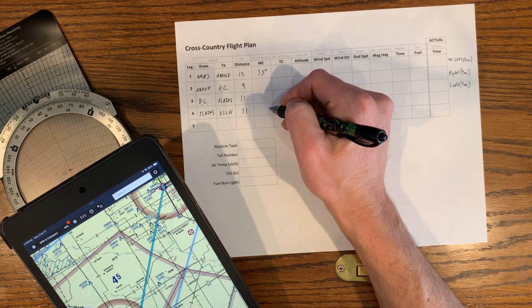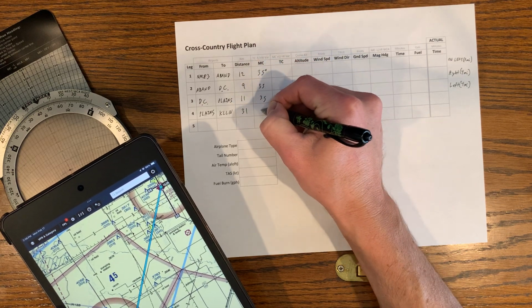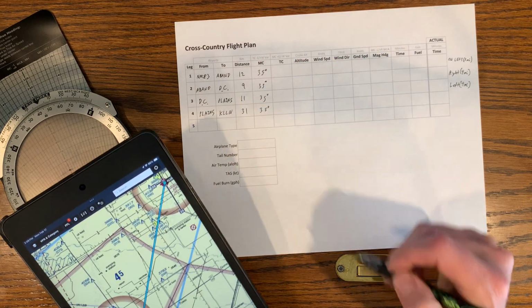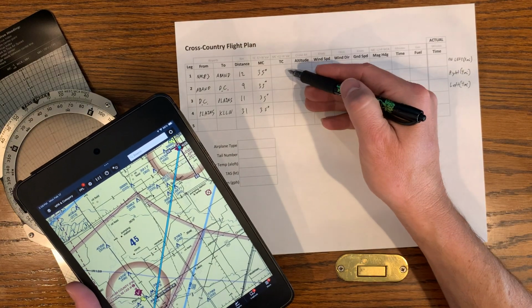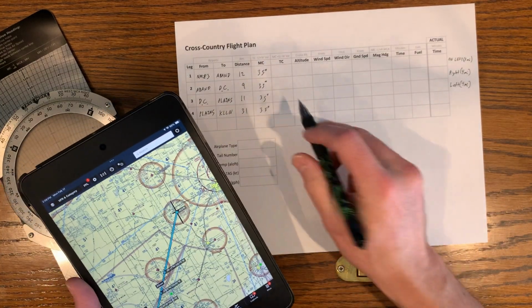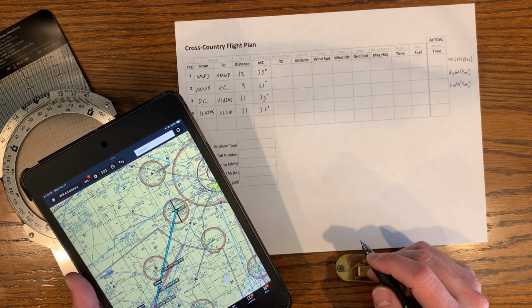Now, this is a straight line, or it's straight enough. The magnetic course is going to be 35, 35, 35. So that's the same for all of them. That also means the true course is going to be the same for all of them. So once we calculate the true course once, it's the same for all legs.